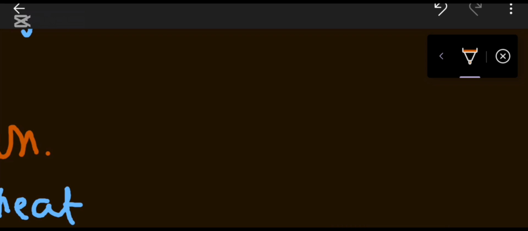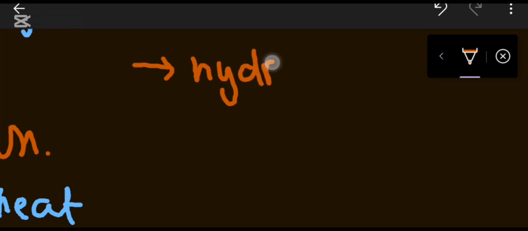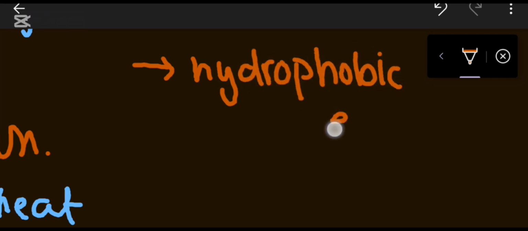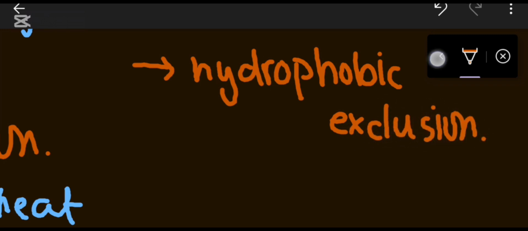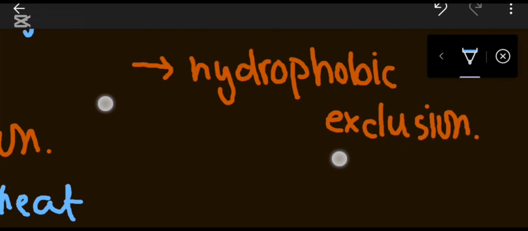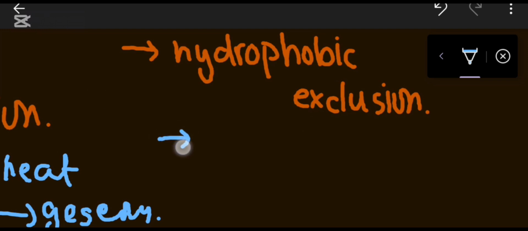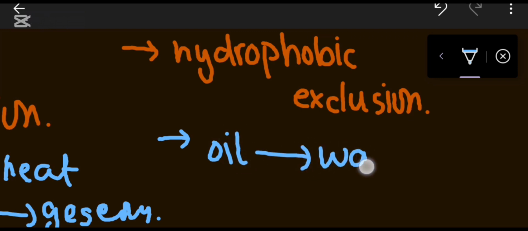Now if we discuss the fifth property, it is hydrophobic exclusion. So here, hydrophobic exclusion is what? Basically the contact of oil with water. Oil's contact with what? With water.